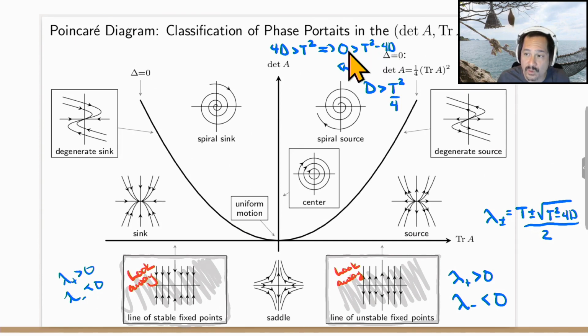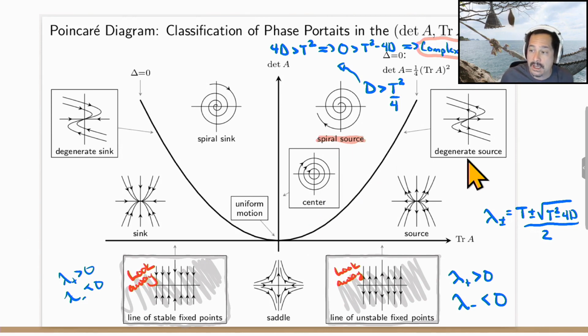But if t squared minus 4d is less than 0, what am I going to get? I'm going to get complex roots. So I'm going to get complex roots if I'm in this area right here. But what do I know about my trace? My trace is positive. So I get complex roots with positive real part. What's going on with complex roots with positive real part? I get a spiral source.